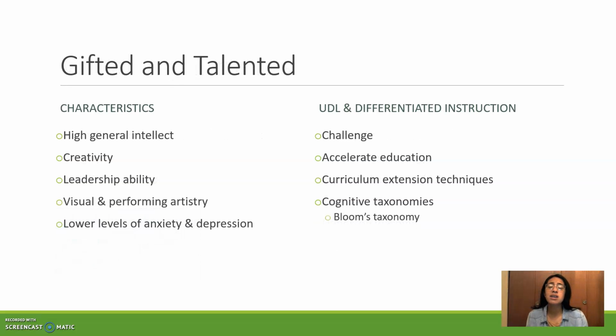And then the gifted and talented students have general intellect, creativity, and leadership ability, visual and performing artistry, and overall they have lower levels of anxiety and depression. These students are super talented, and they usually score an IQ score over 125 and qualify as gifted. To help with that, we have to make sure that we are challenging these students every day, and we can do that by having an accelerated education or a curriculum extension technique that goes more into depth.